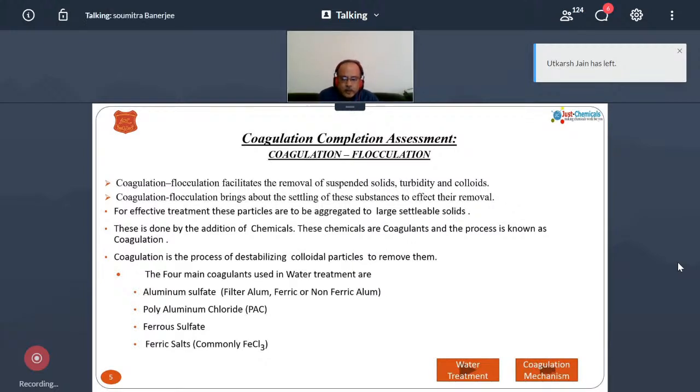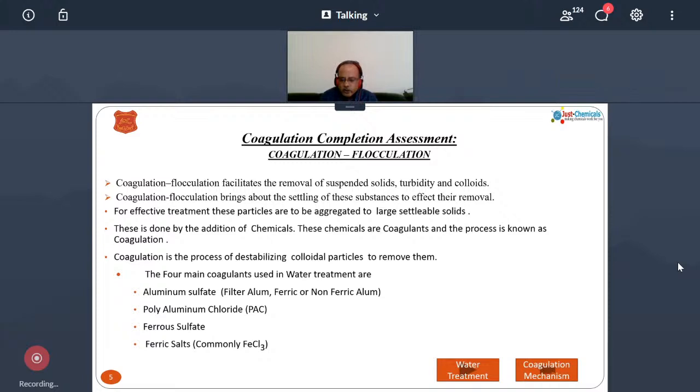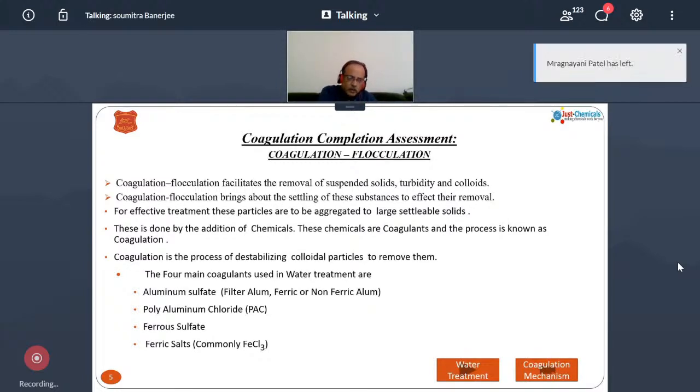Now, the coagulation process itself says that negatively charged particles are to be agglomerated by the addition of positive ions, and those positive ions are given by aluminium and or ferrous sulfates. Maybe some coagulant aids are also used sometimes.